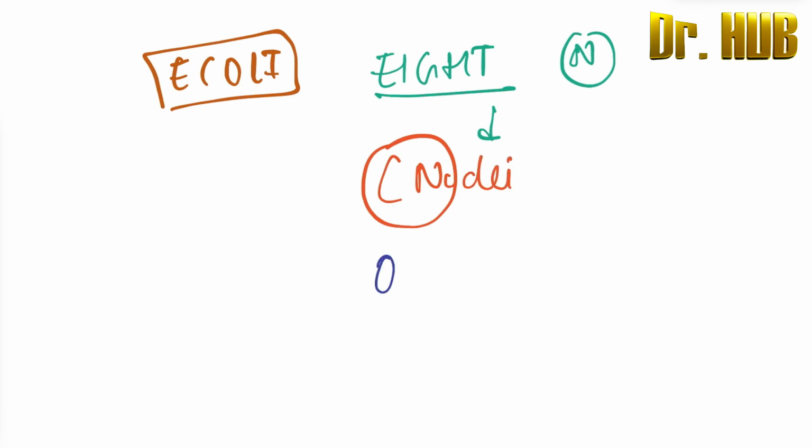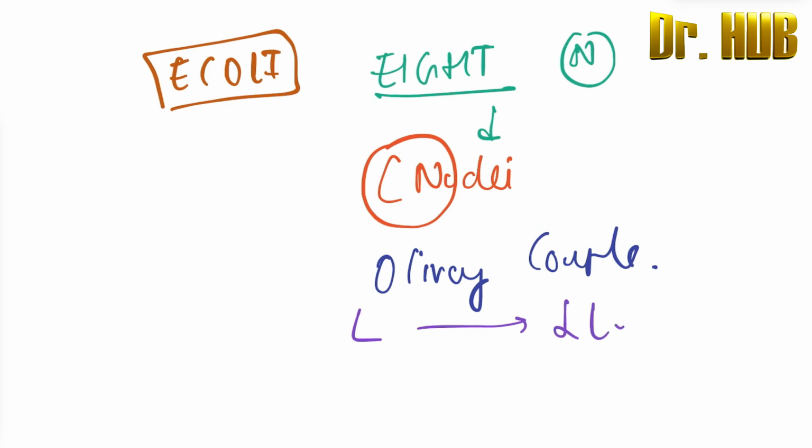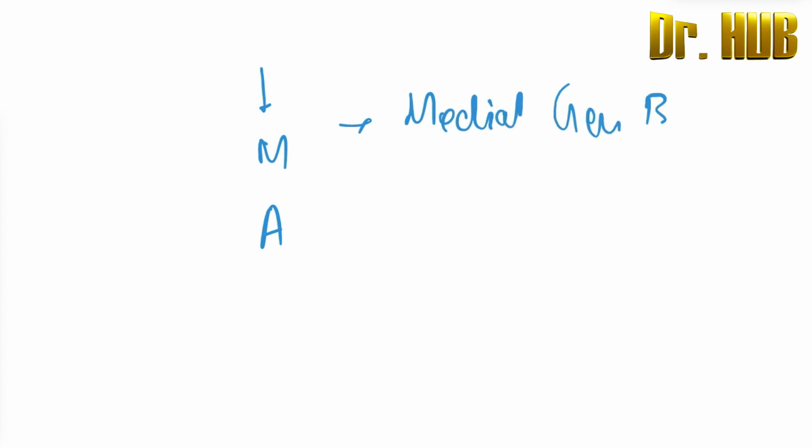Next comes O. O for the olivary complex. Next is L. L is for the lateral lemniscus. Next comes I. I is for the inferior colliculus. So there is the eighth nerve, the cochlear nuclei, the olivary complex, the lateral lemniscus, as well as the inferior colliculus. Then there is also the MGB. So after E. coli there is MA, that stands for the medial geniculate body, and lastly it is the auditory cortex.